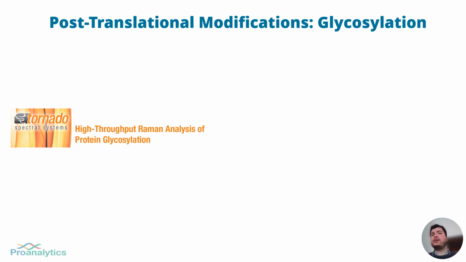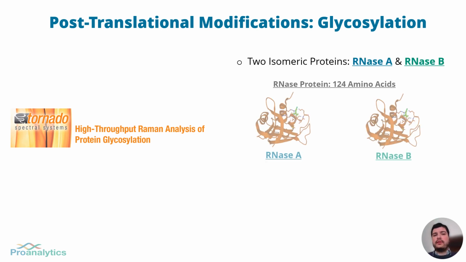So now let's talk about an application note from Tornado Spectral Systems. So, we'll present data from two proteins that are exactly alike, except that RNase B has a sugar embedded in the protein. This shows the sensitivity of the Tornado instrument, the ability to distinguish two isomeric forms within a single glycosylation site.